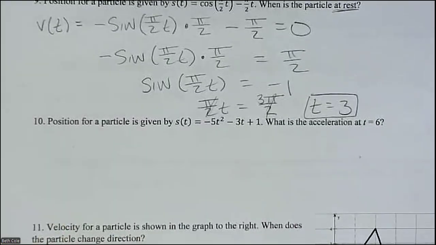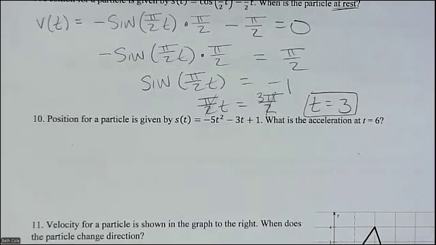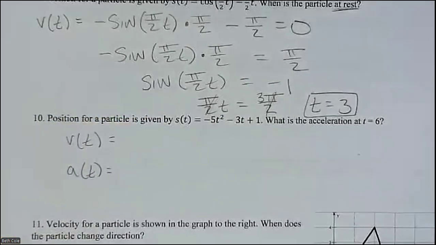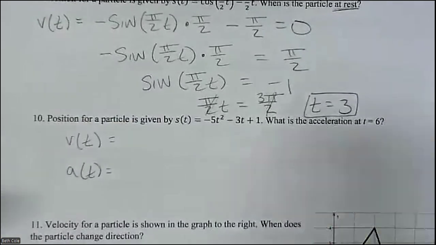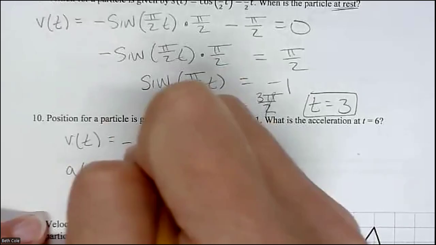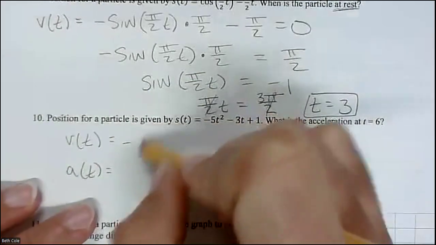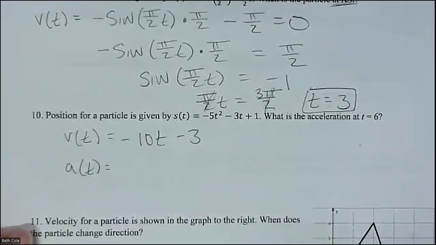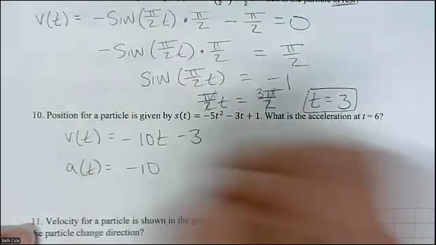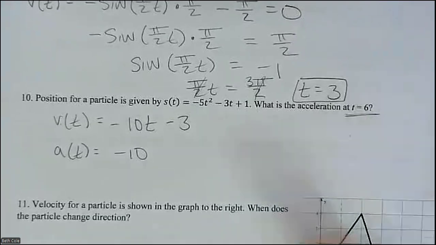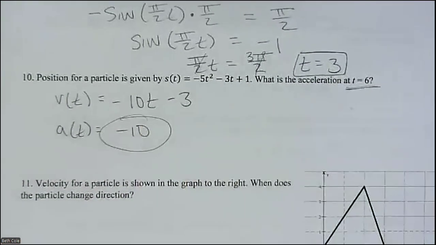All right. What do they give us? Position. They want acceleration. All right. So we're going to have to get velocity first and then acceleration. So what is our velocity equation going to be? Yep, -10t. Sorry, I started writing -5. -10t minus 3. Perfect. Beautiful. And then acceleration, -10. Now it says at time 6, but that kind of doesn't even matter. At time anything, your acceleration is just -10. That's all that it is.